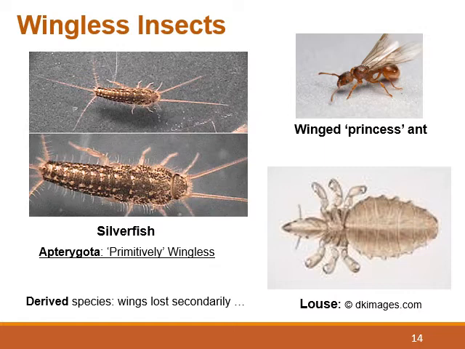And then there's also some insects that have lost their wings secondarily. We call these derived species, and these are species that are descended from insects that did have wings, but over the course of their evolutionary history, they've lost them as their wings are no longer useful for their particular lifestyle. So examples of these include lice and fleas. So species that are descended from insects that did have wings, but now no longer have them.